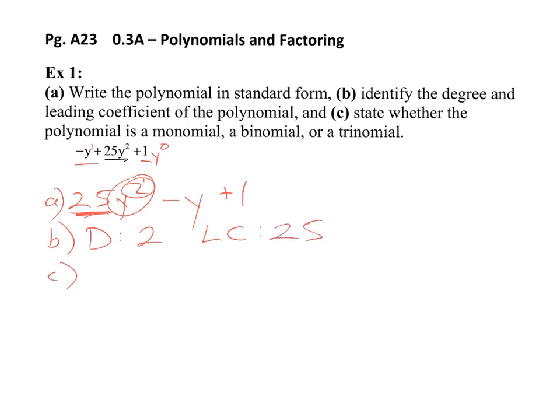Part C, state whether the polynomial is a monomial, binomial, or trinomial. Well, how many terms make up this polynomial? The polynomial is simplified as much as it could possibly be. And so we have 1, 2, 3 terms, which makes it a trinomial. All right, and that answers all the parts to example 1. Next example.